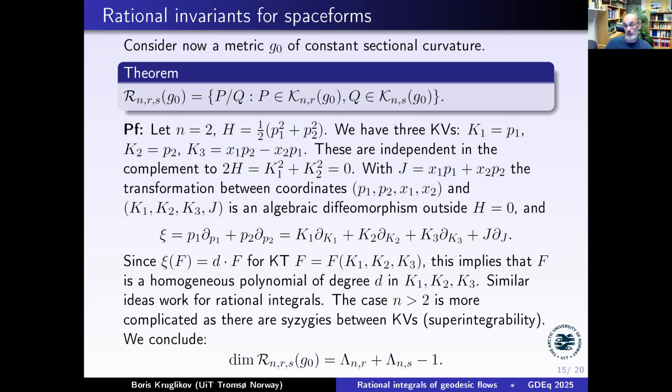Therefore, I can find correspondence between them. That's an algebraic diffeomorphism outside H equal to 0. And therefore, I can express this Liouville vector field in the cotangent bundle through new coordinates k1, k2, k3, and j. And it's just the Euler vector field in those coordinates. Okay, so what do we know?